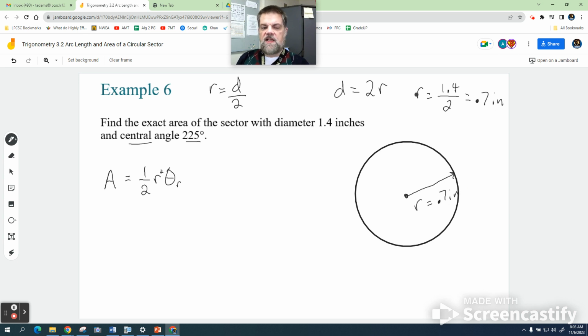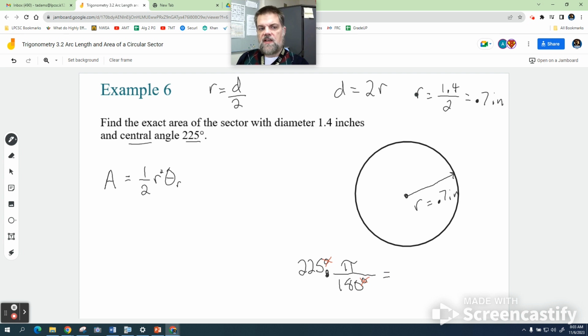The next part is I need to convert 225 degrees into radians. Well, I know that the relationship between radians and degrees is 180 degrees is equal to pi. I put the 180 on the bottom because I want to cancel the degrees. So now I'm going to leave this as an exact value, although I could approximate this.